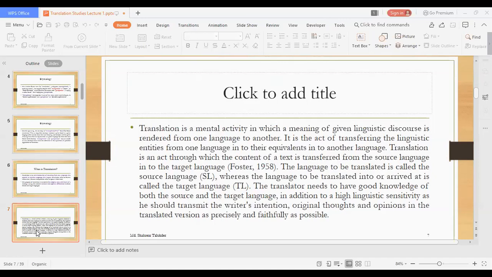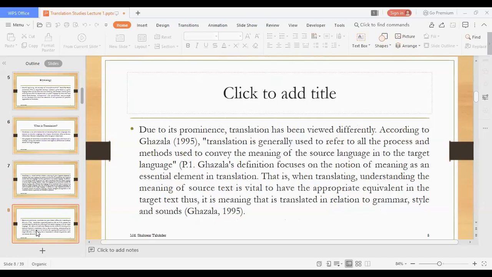Now, due to its prominence, translation has been viewed differently. According to Ghazala, the writer, translation is generally used to refer to all the processes and methods used to convey the meaning of the source language into the target language. Just read this definition carefully. Take a look at your screen. Ghazala says that translation is generally used to refer to all the process. Remember, just mark this phrase: all the process and methods used to convey the meaning of the source language into the target language.